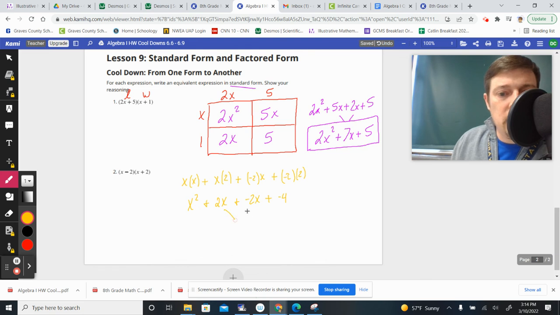And when I combine these two parts right here, they actually cancel out because they're additive inverses. They make 0, so they're gone. And I get x squared plus a negative 4, or just x squared minus 4.